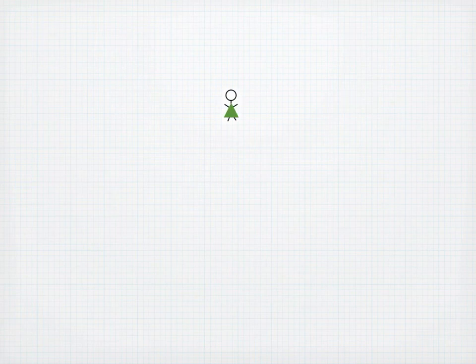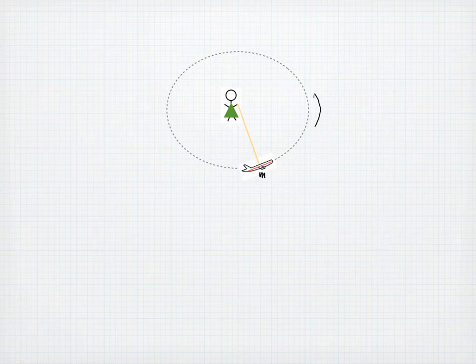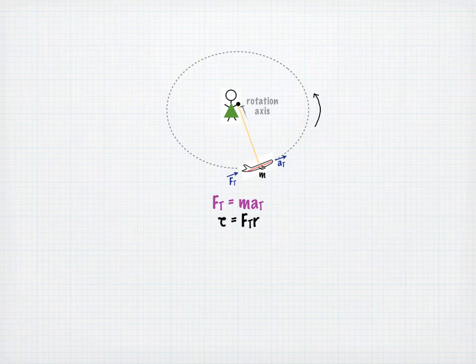Let's consider my model airplane to be a particle of mass m moving counterclockwise on a circular path around an axis of rotation. If the airplane's engine creates a translational force, the airplane will be accelerated translationally. We already know the relationship between these thanks to Newton's second law. The torque on the airplane produced by the translational force is equal to the magnitude of that force times the distance from the airplane to the rotation axis, r. r is the radius of the circle of motion.